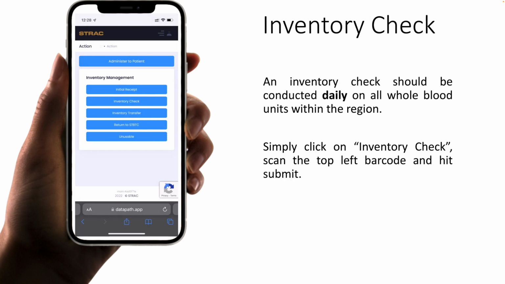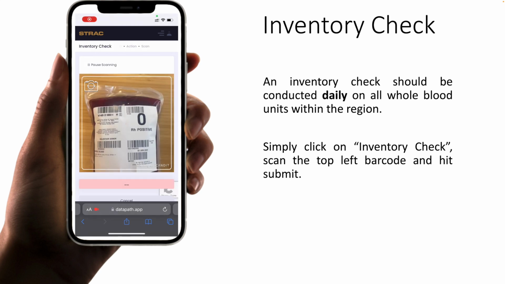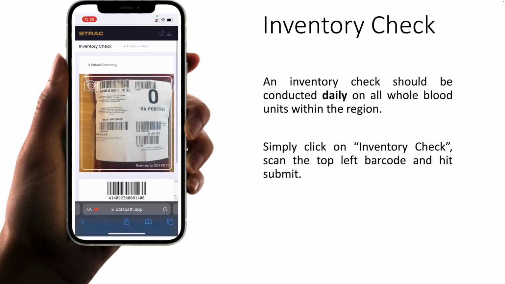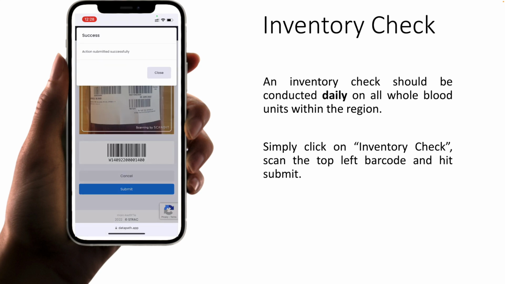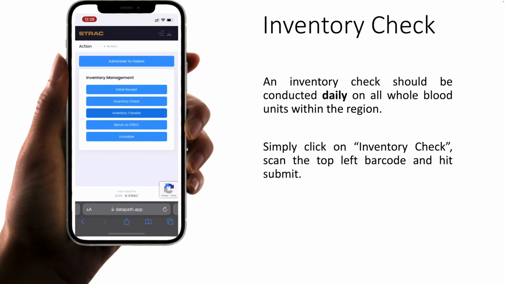An inventory check should be conducted daily for all whole blood units that are deployed across the STRAC region. It is recommended that the daily inventory check be done in conjunction with the daily tick-pack inspection. To do an inventory check, simply click on Inventory Check, scan just the top left barcode on your bag of whole blood, and hit Submit.